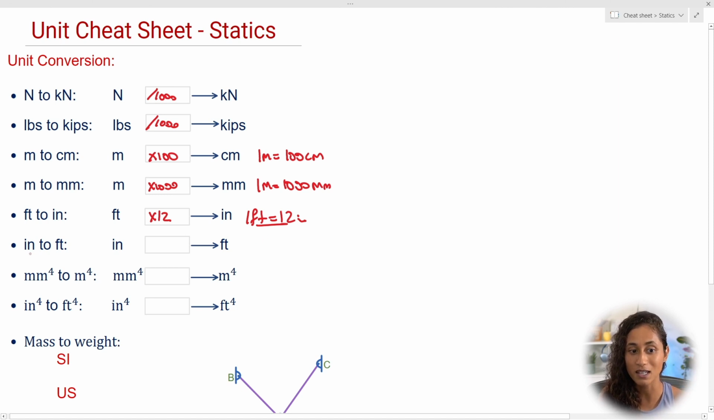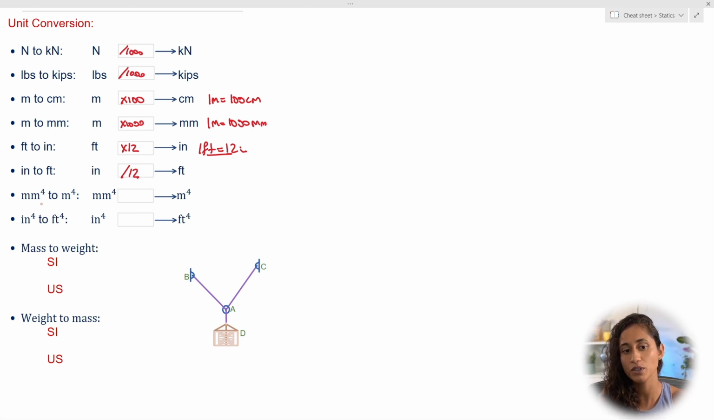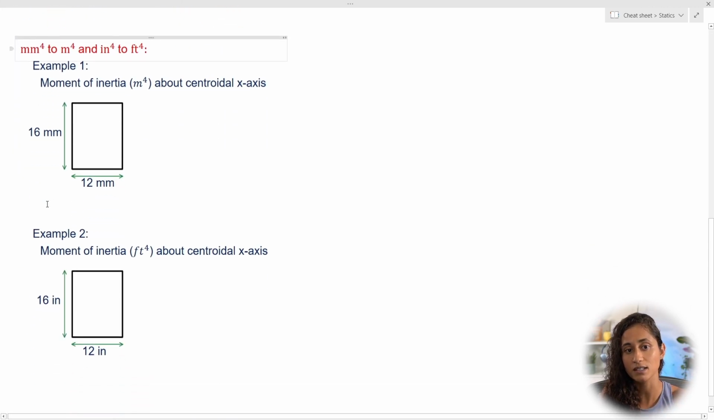The next thing we have is inch to feet. So if we want to go from inch to feet, all we need to do is divide by 12. Now let's take a look at how to convert millimeters to the power 4 to meters to the power 4. And to do this conversion, I'm going to walk you guys through an example. This example you have under page 6.